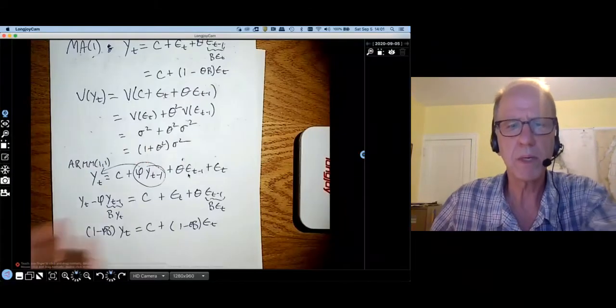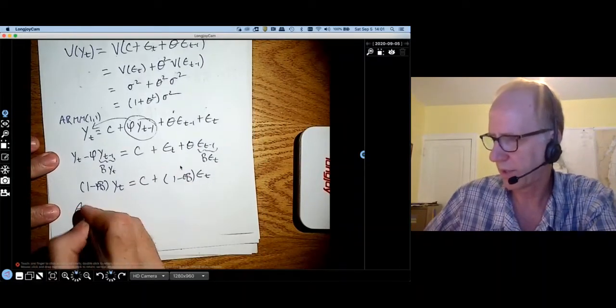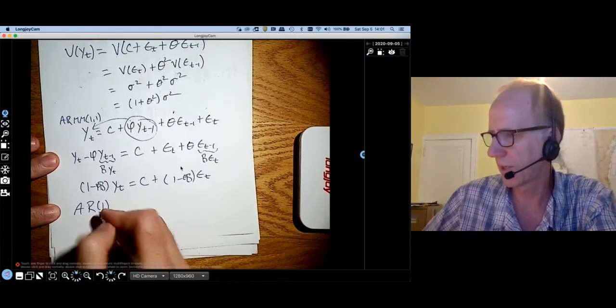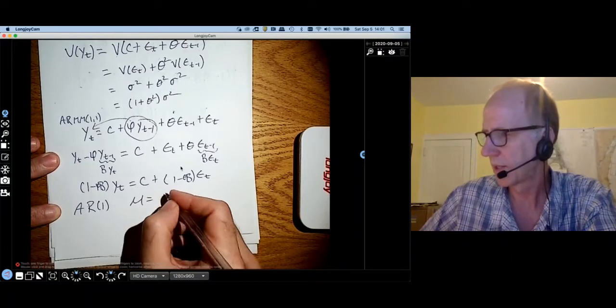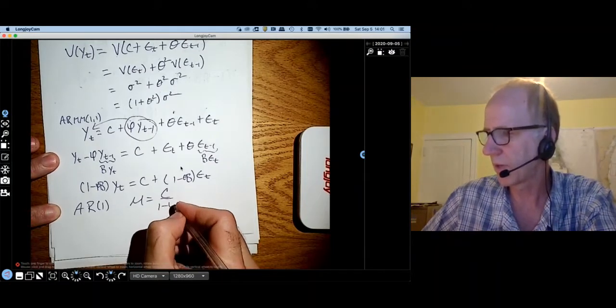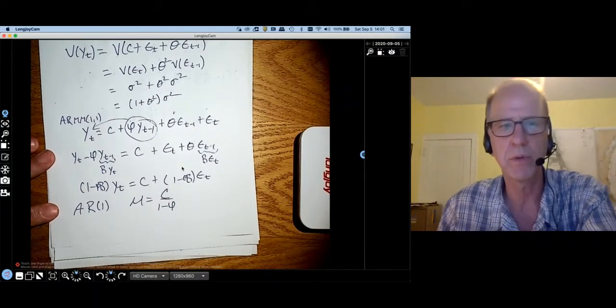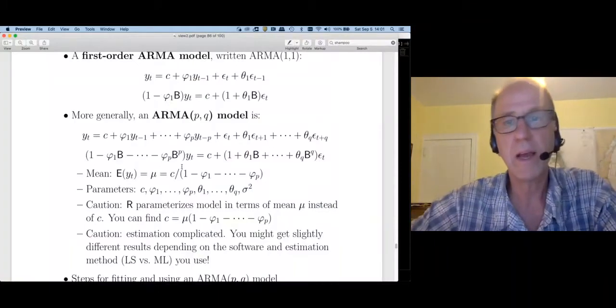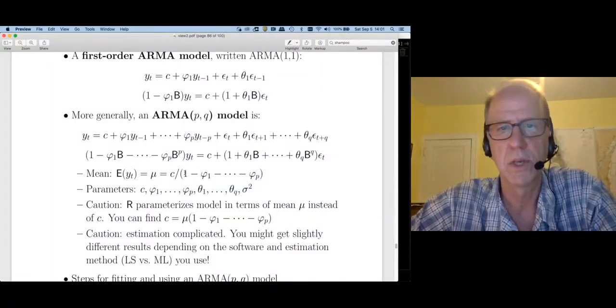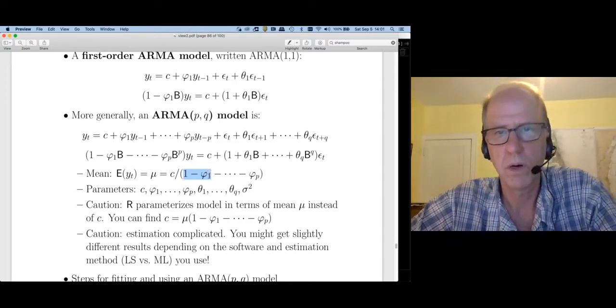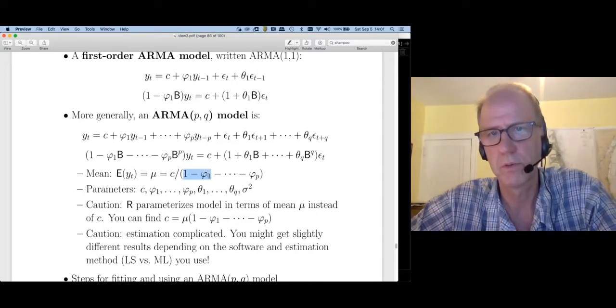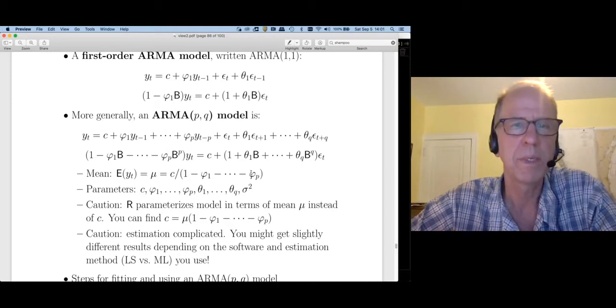So remember the mean of an AR(1) process. If we had an AR(1) process, the mean was c over 1 minus phi, and we derived that in the previous video. If we have an AR(p) process, instead of just subtracting the first autoregressive coefficient, we have to subtract all p of them.